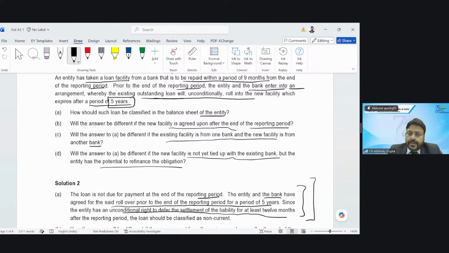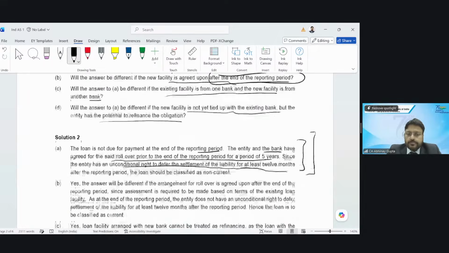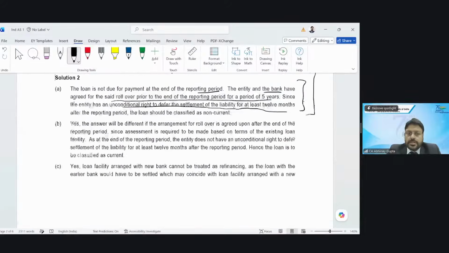Will the answer be different if the new facility is agreed upon after the year end, after the reporting date? What do you think? Yes, we just studied: if the arrangement takes place after the year end, then at the year end it was a current liability only, right? So until the arrangement is agreed upon on or before the reporting date, it will be current.